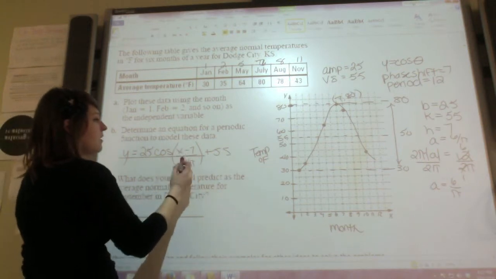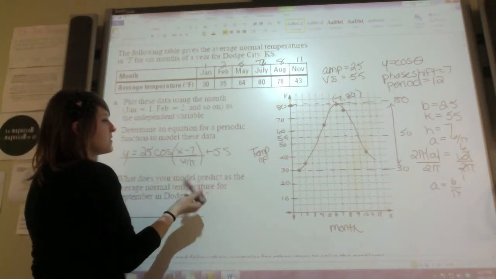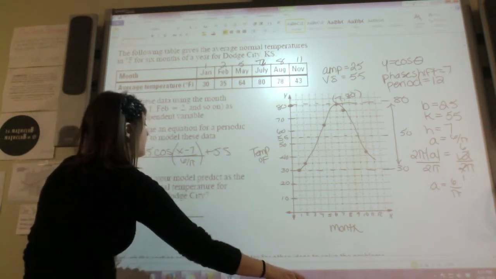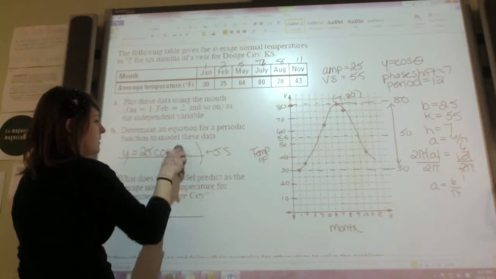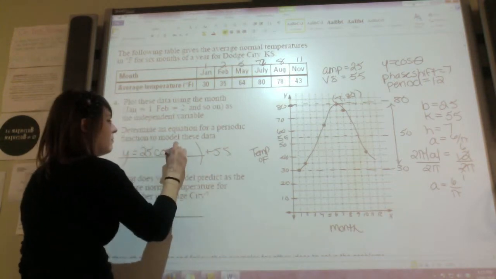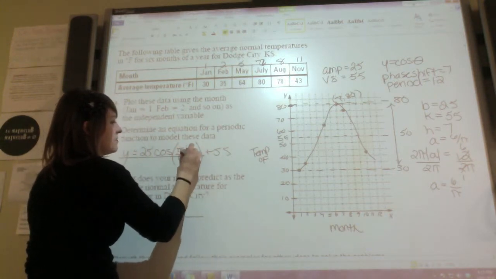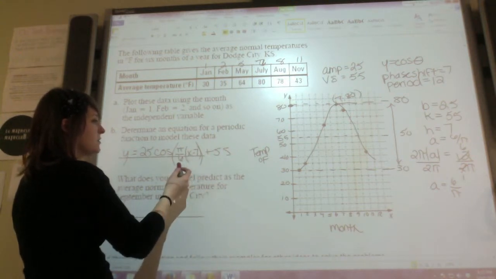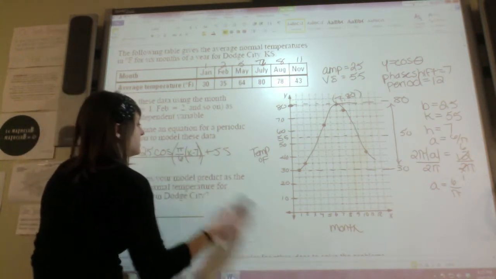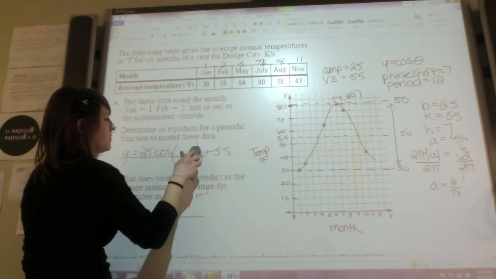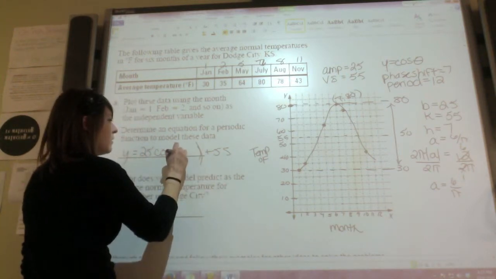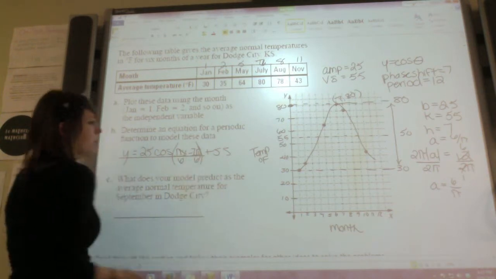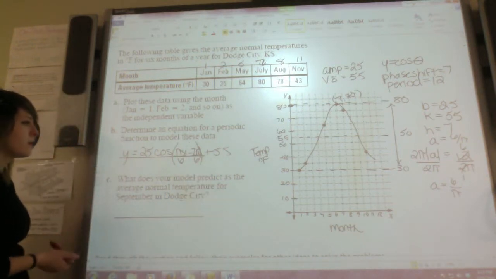And then right here, remember that dividing by 6 over pi is the same thing as multiplying by pi over 6, the reciprocal. So I'm going to rewrite that as pi over 6 times x minus 7, and then I'm going to distribute that through, so I'm going to get pi x over 6 minus 7 pi over 6. Okay, so now I've got my equation.